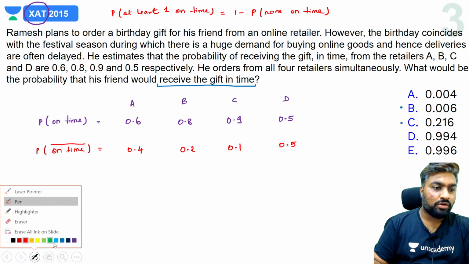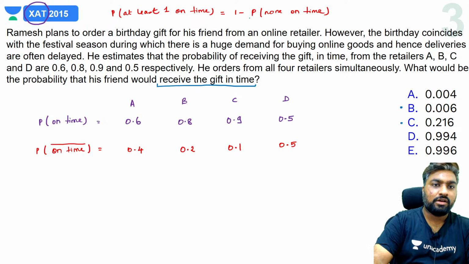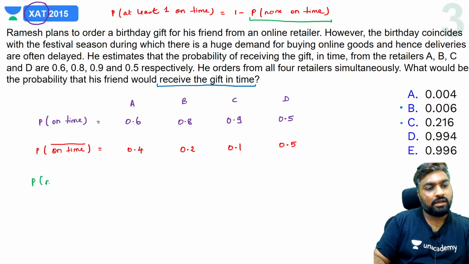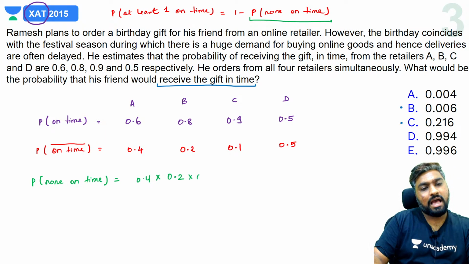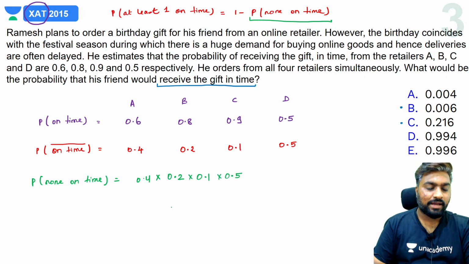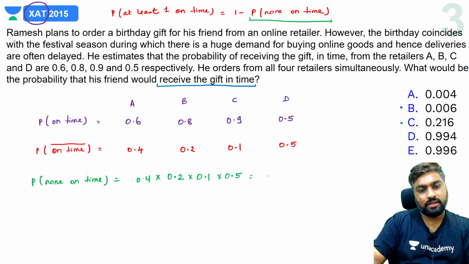Yes. So what do we want? We want this 1 minus probability of none on time. So let's first find probability of none on time. Probability of none of the stores delivering it on time means what? A should not deliver on time, and B should not deliver on time, and C should not deliver on time, and D should not deliver on time. Are you getting this, guys? Yes. So what do you have? 0.4, 0.2, 0.1, 0.5. Yes. So that becomes 0.004.